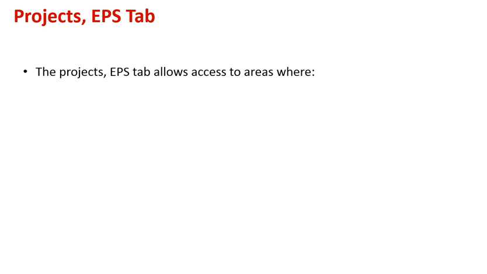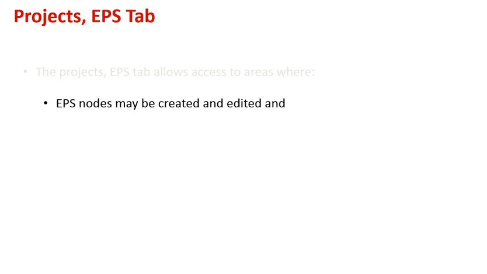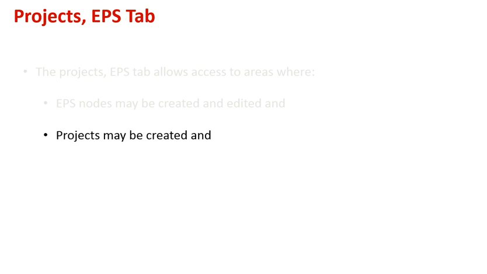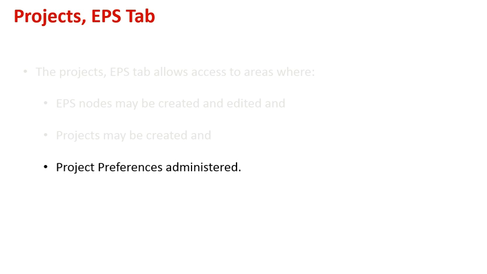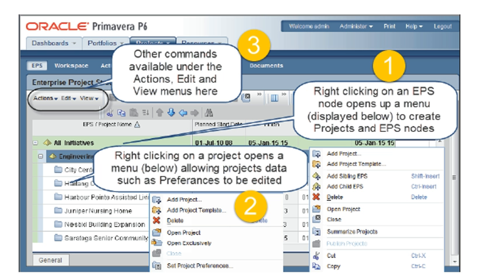Now let us look at the EPS tab. The EPS tab allows access to different areas like the EPS nodes, projects, and preferences. EPS nodes may be created and edited. Projects may be created from the EPS node. Project preferences could be administered from the EPS nodes. I have a diagram in the next slide which shows this situation.